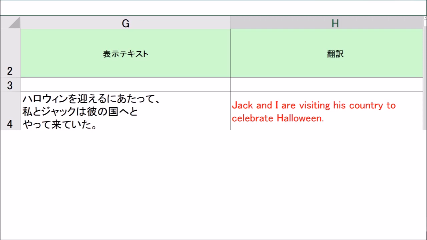I could have also translated this as, with Halloween just around the corner, Jack and I are going to his country. It's a little wordier, though, and the ideas sound a little disjointed. Anyway, you can second-guess yourself a lot in translating fiction, and I often do, but you eventually have to go with your gut. In the rest of the story, it should become clear enough that Jack and the speaker aren't in that country for the sole purpose of celebrating Halloween, so that potential misunderstanding shouldn't be an issue.